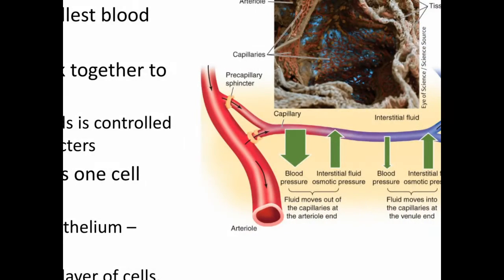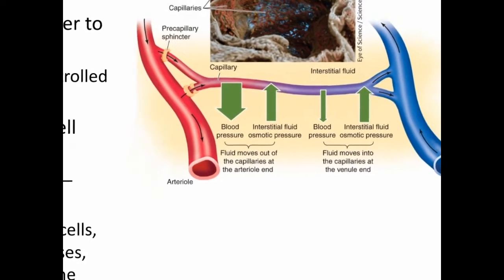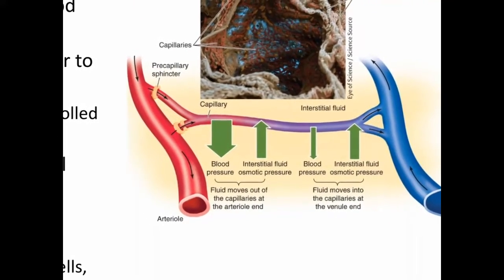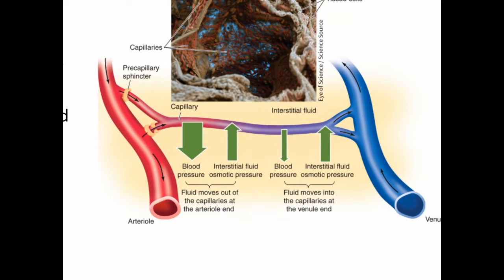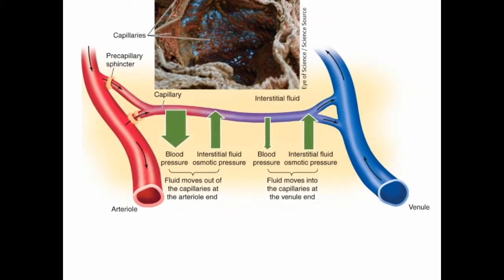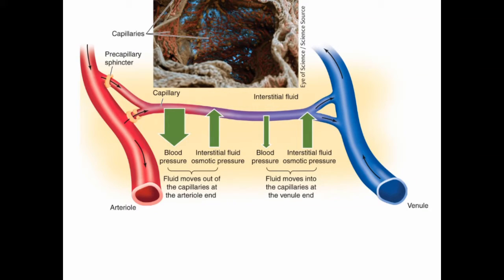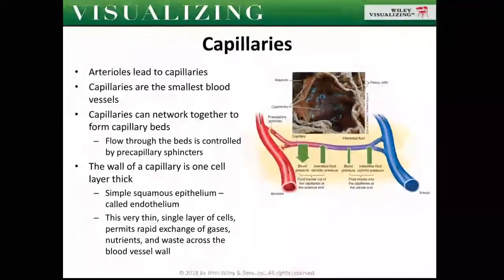Here, you can see that from the arterioles, you have movement of the blood to the capillaries. So you have reduced blood pressure and increased interstitial fluid osmotic pressure. The increased osmotic pressure allows the rapid exchange of nutrients and gases. Then you have again lower blood pressure and increasing interstitial fluid from the capillaries to the venules. So this ensures that fluid moves into the capillaries at the venule end.